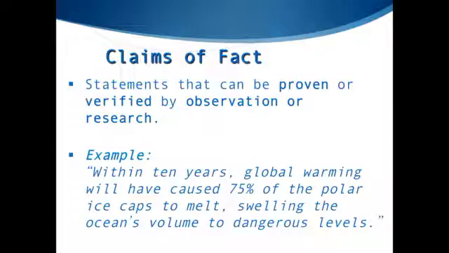So for example, within 10 years, global warming will have caused 75% of the polar ice caps to melt, swelling the ocean's volume to dangerous levels. So why is this claim of fact, it's stating a fact, why is this claim of fact still debatable? Well, you could say, because this particular argument is saying this is going to happen within 10 years, you could say that's not the case. There's no way to know for sure what's going to happen within 10 years because we're not 10 years in the future. So you could still present evidence that suggests otherwise.